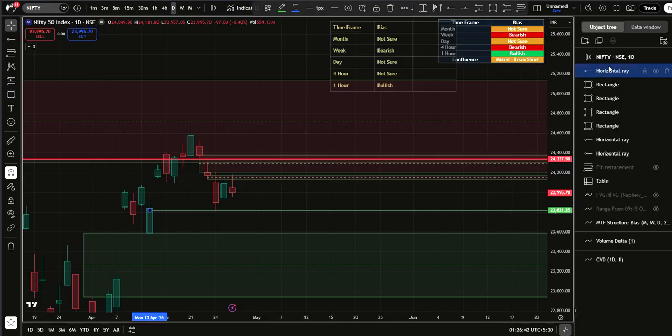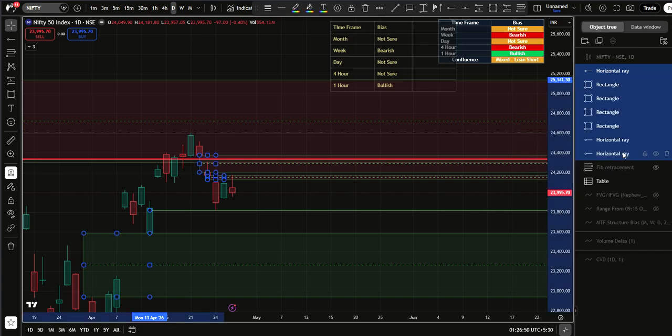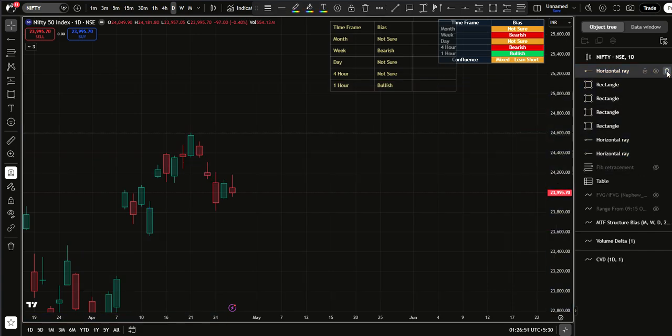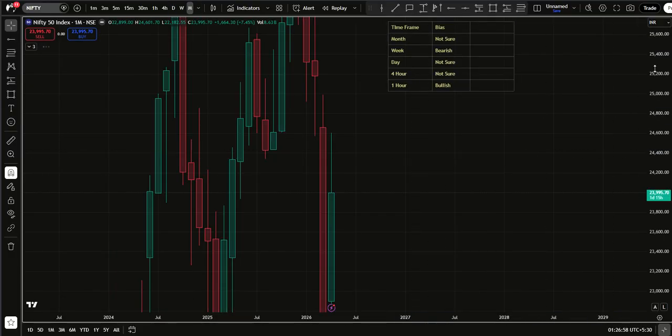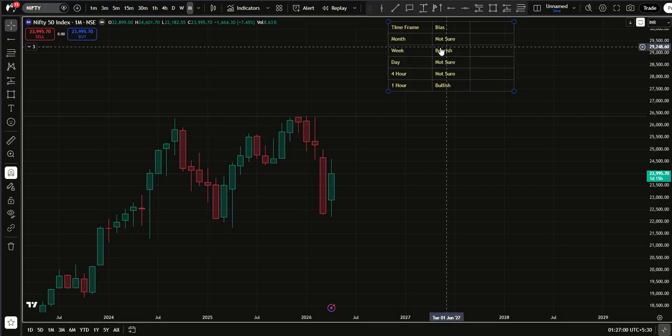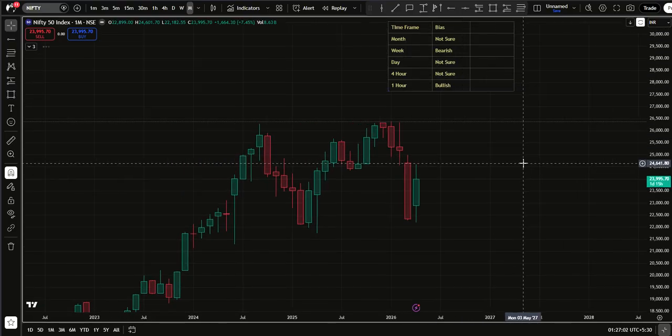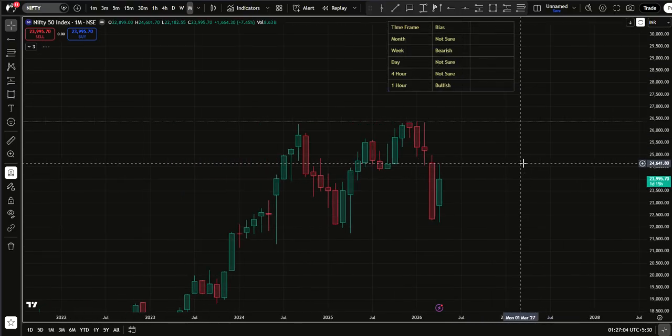So as usual, let's go and delete all the analysis from the previous day and start afresh. We always start with the monthly time frame. On a monthly time frame, we are not sure of Nifty's bias. Why am I not sure?